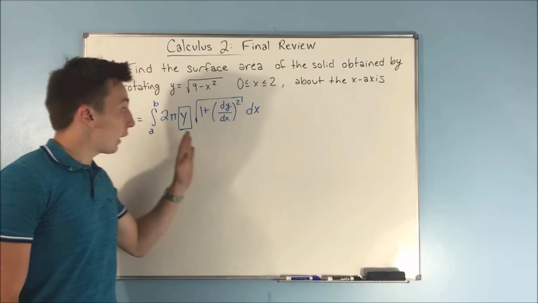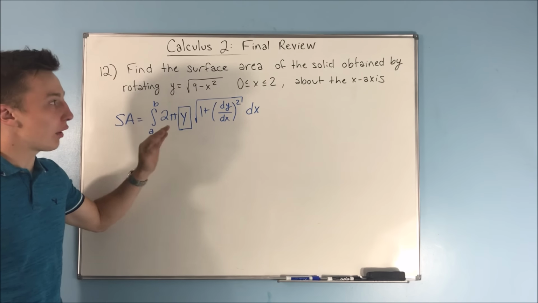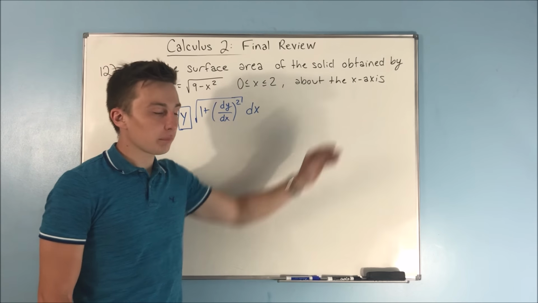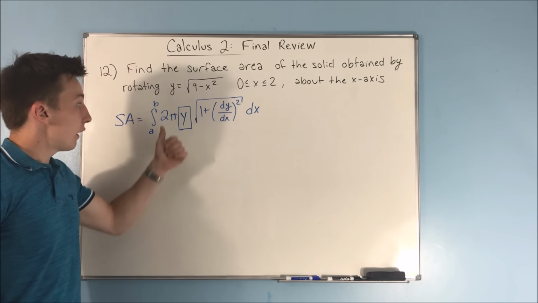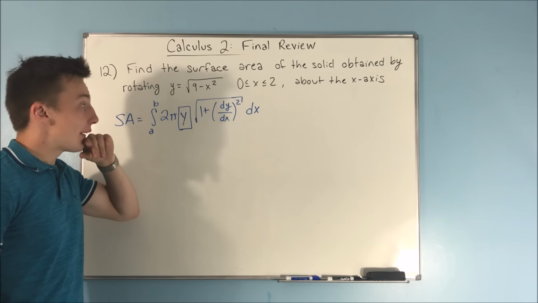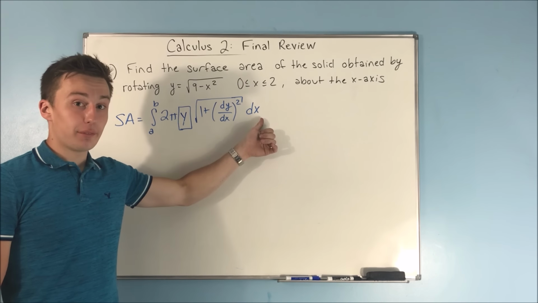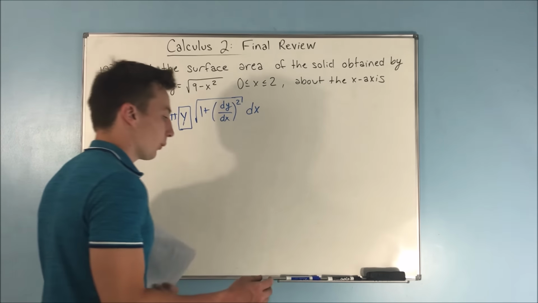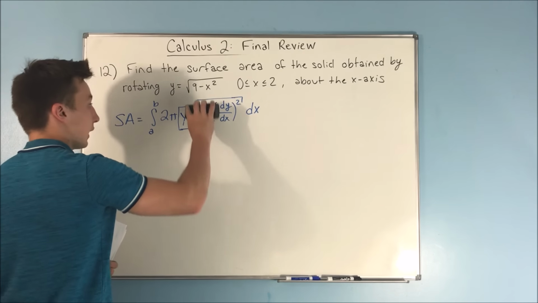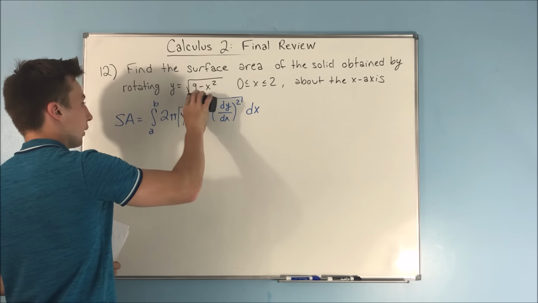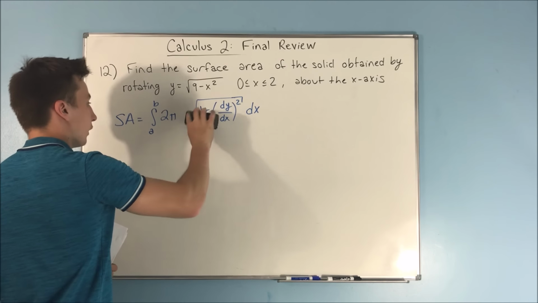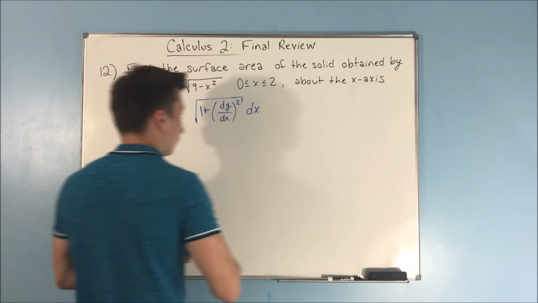Now, I have this y circled because this is dependent on the axis that we are rotating about. If we're rotating about the y-axis, this becomes an x. You have a dx over dy squared, and you have a dy. So that's what changes. But we're rotating about the x-axis here, so that's what we're going to be working with. So we'll just write a y here.